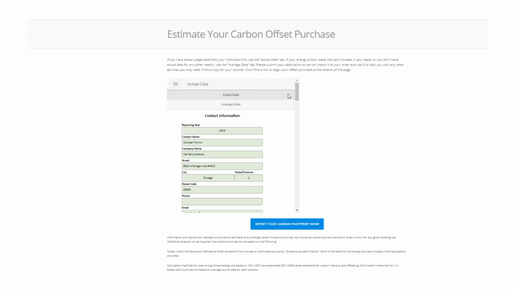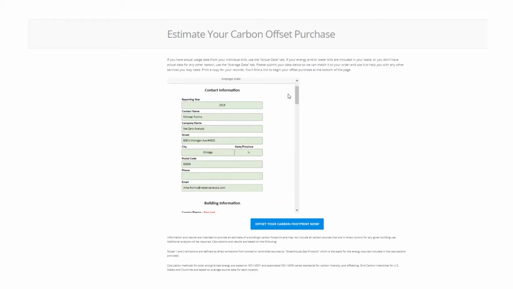The web and app versions both offer input options depending on whether you have actual energy use data or want to use a simplified version based on energy consumption averages. For this video, we'll be using actual data as a case study from one of our clients in Japan. Our reporting year is 2019, which represents the year data was collected.